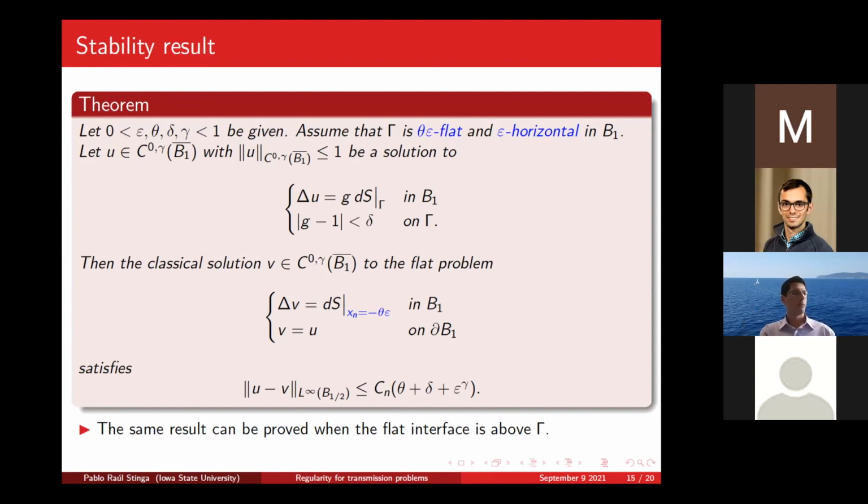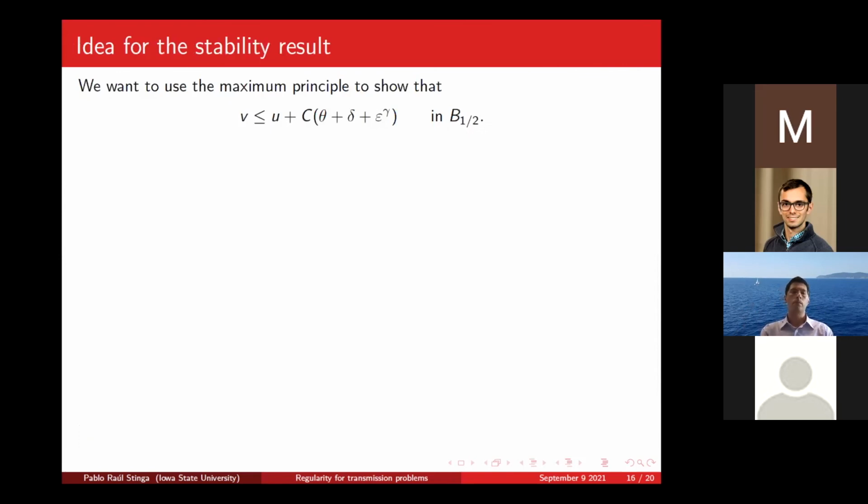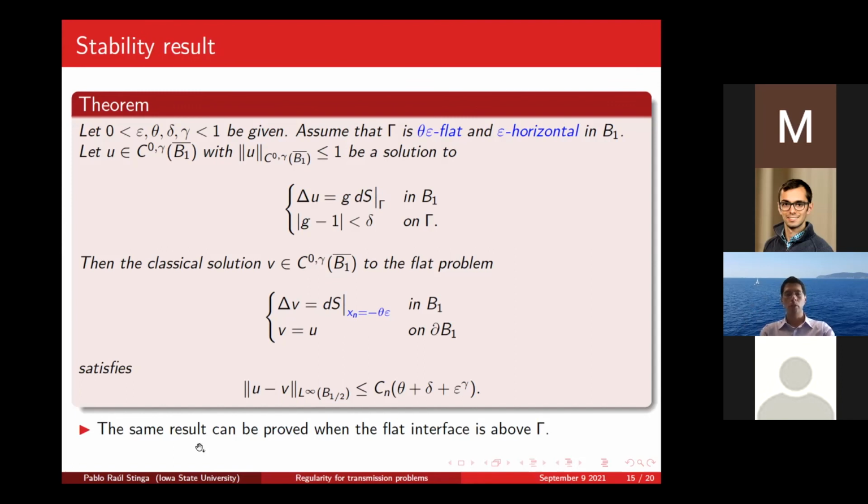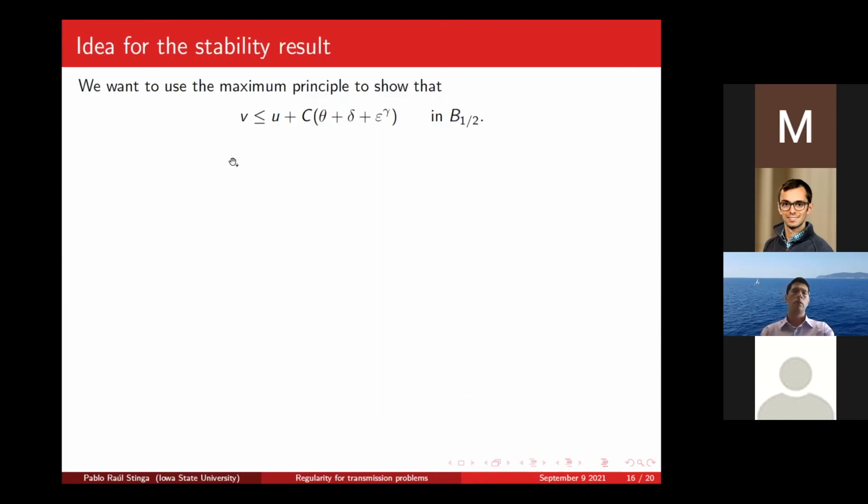approximation. Okay, so what is the idea for the stability result? Say you want to show that U is close to V in less than some constants here, very small. So I want to show, for example, that V is less than U plus that very small constant. Then by a similar argument, you prove that U is less than V plus the constants, and you are done. So let's say you want to prove this. I want to use the maximum principle.